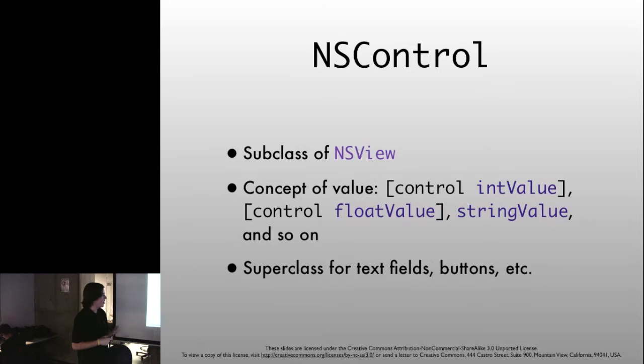So there's all these methods: int value, float value, string value, etc., defined on NSControl. So in theory, any of those will work on any control, but some of them may have undefined behavior if you ask for the int value of a regular, like a button. But I guess you could call the method if you wanted.